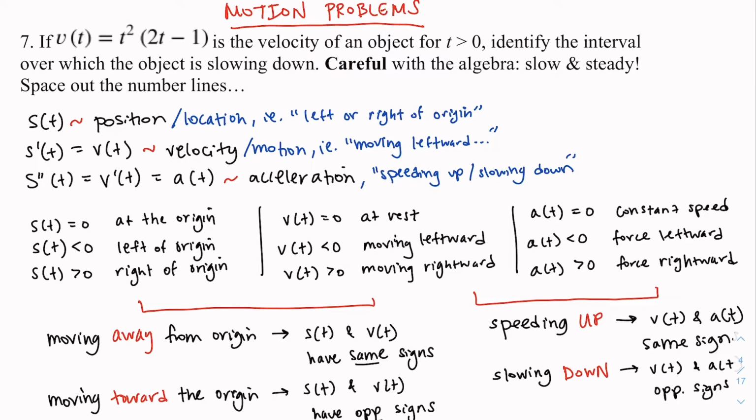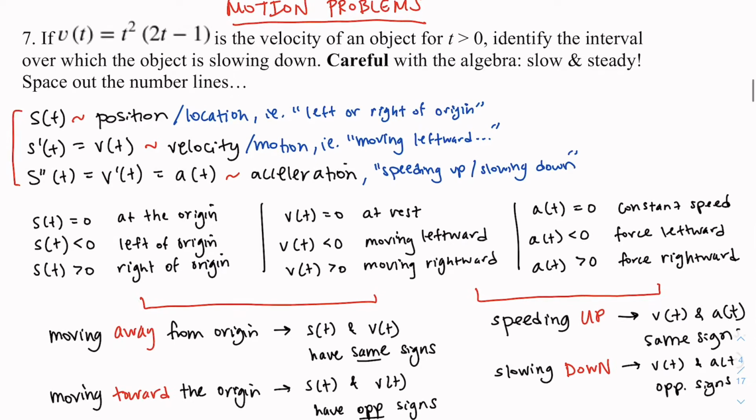So we know S represents our position function. The derivative of the position gives us velocity, and then the derivative of velocity gives us acceleration. We also know that any time we're asked about the location of an object, say a person walking along a road, whether they're on the left or on the right or up or down, then we're talking about the position.